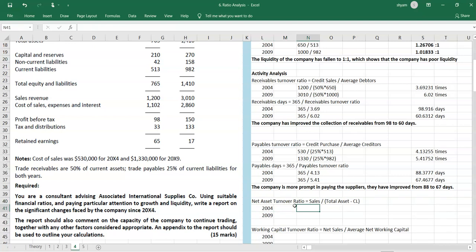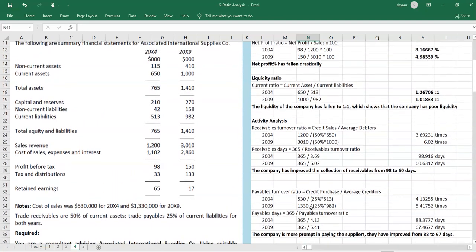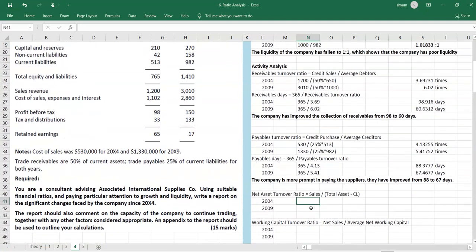If you look here, the sales is quite easy. I think we could get it from here. Okay, sales is 1200 divided by total assets. The total value of assets would be 765 minus current liability, which would be 513.